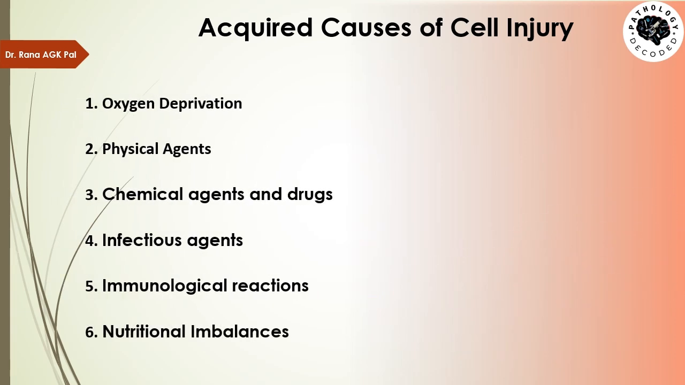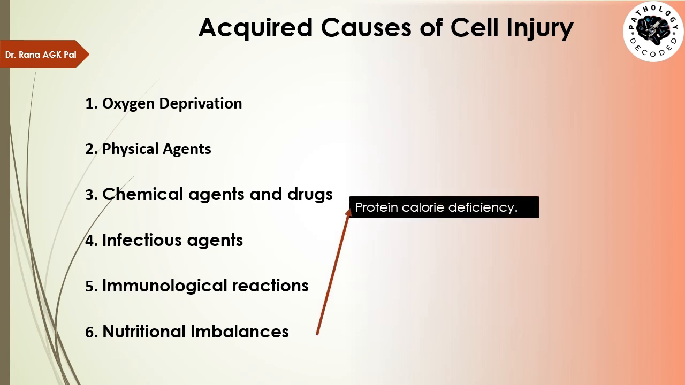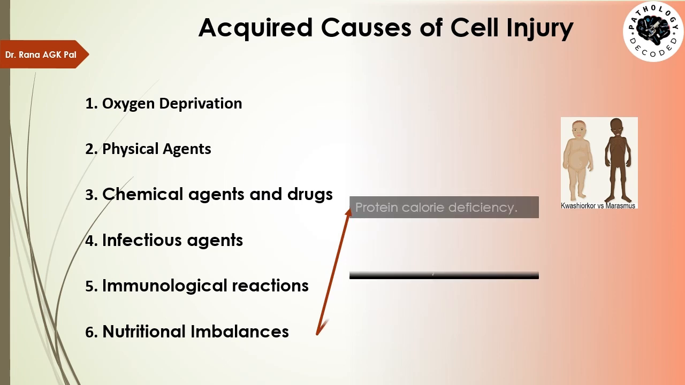We have various nutritional imbalances which can lead to cell injury. Amongst these, a common one is protein calorie deficiency. Now, protein and calorie deficiency can lead to nutritional disorders. If there is any protein disturbance, then the child presents with a bloated body, and this condition is called kwashiorkor. On the other hand, if protein deficiency is associated with calorie malnutrition, then the child presents with massive muscle and fat loss, and this condition is called marasmus. So in both these conditions, there is severe cell injury.